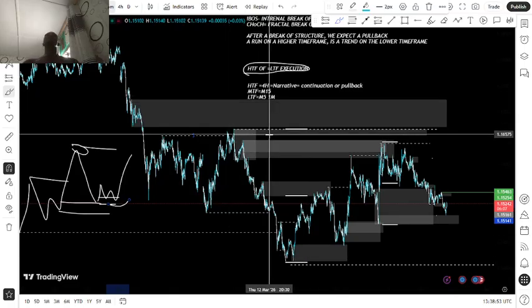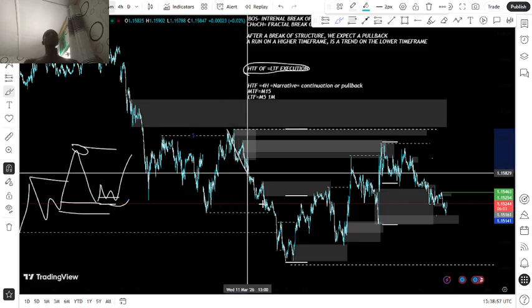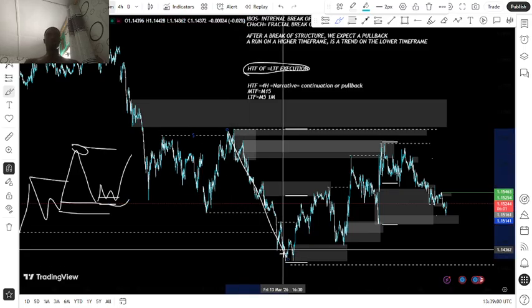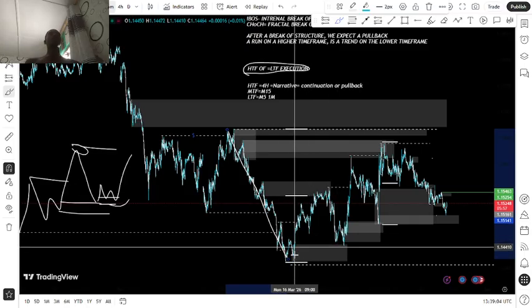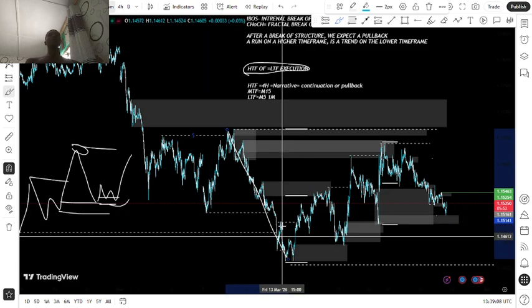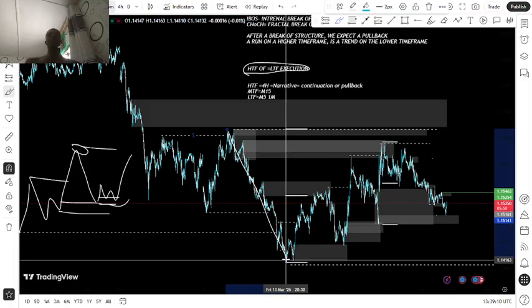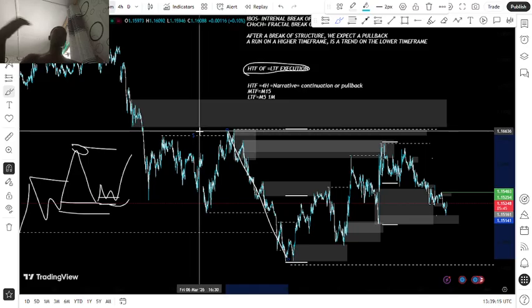Alright? So from whatever we did yesterday, we identified here to be our 4-hour internal structure. We could have classified it to be our 4-hour internal, 4-hour swing, and this one will be M15 internal or whatever. Totally fine.